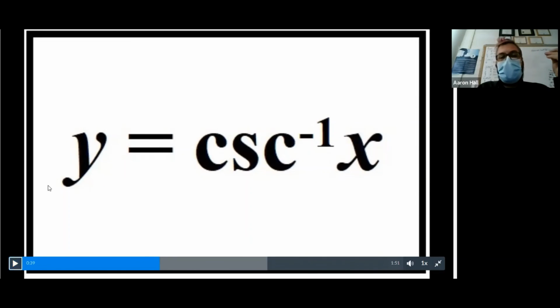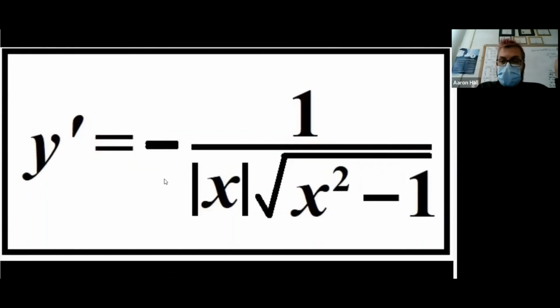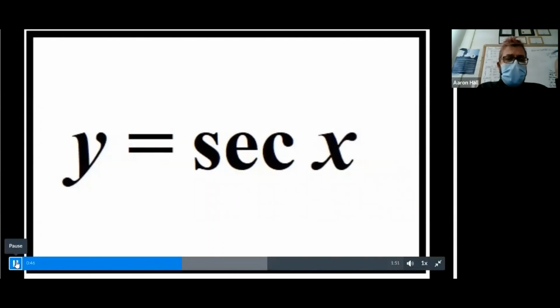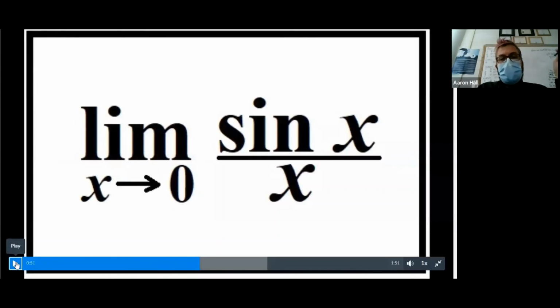Yeah, I think I said it wrong. It was the derivative of the inverse of cosecant of x. I think I said that one wrong, but you guys said it right. Good job. What's the derivative of secant of x? Secant of x times tangent of x. Good. What's the limit as x approaches 0 of sine of x over x? 1.